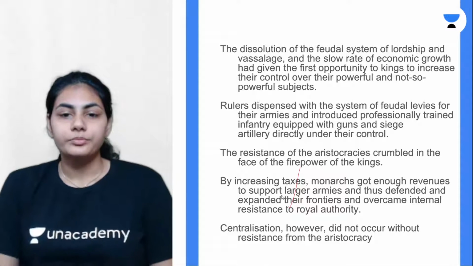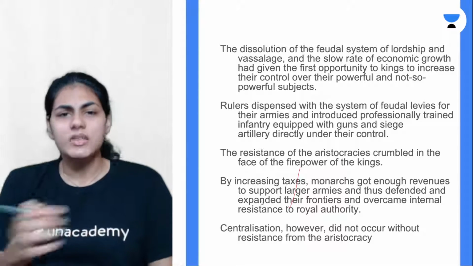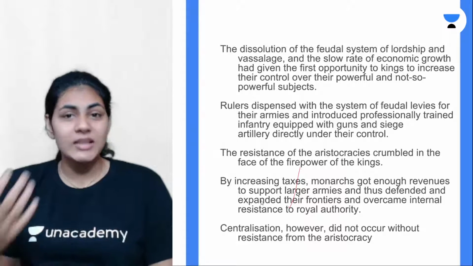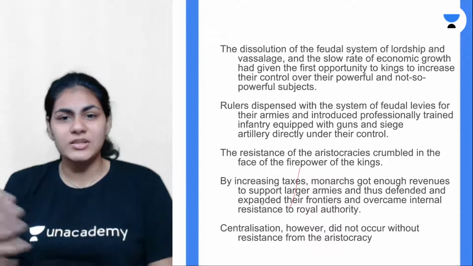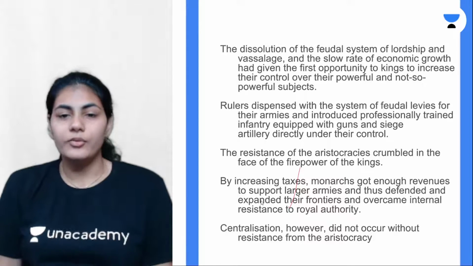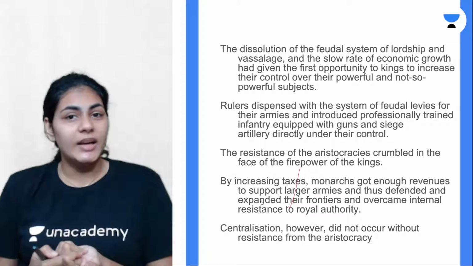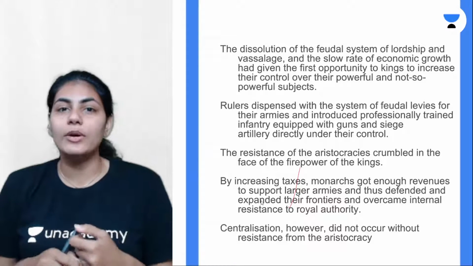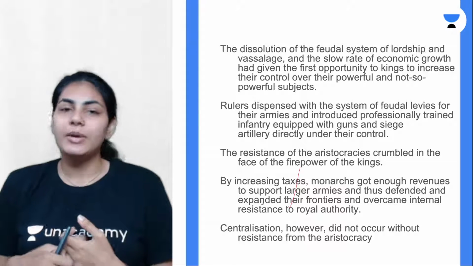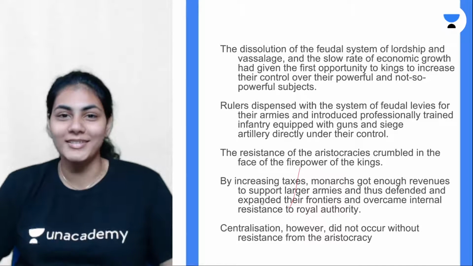So centralization, however, did not occur without resistance from the aristocracy. All of this power, kings did not get very easily, because there was a lot of resistance coming from so many actors. One of them is the aristocracy, the noble people, the second order, right? They did not allow so much power to be vested in the hands of the king, but nonetheless, the king emerged victorious because he's the king.